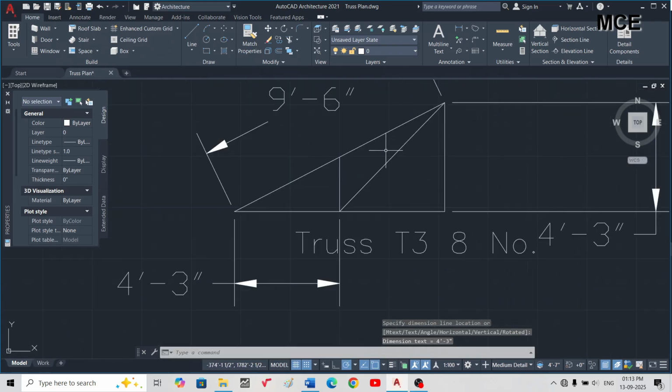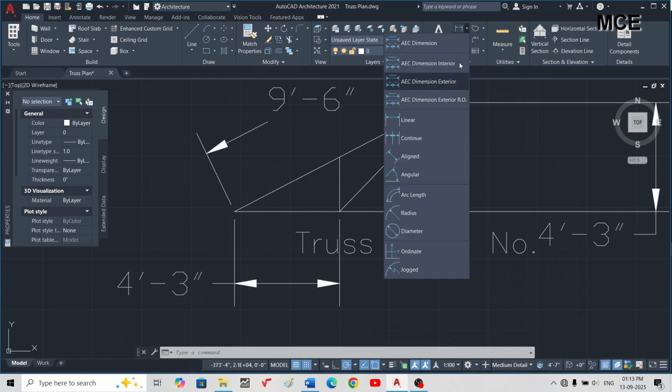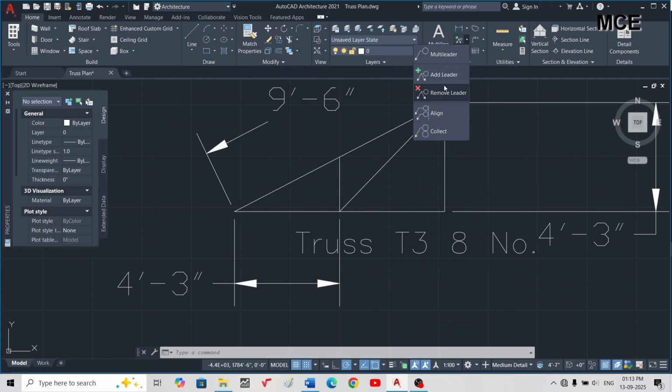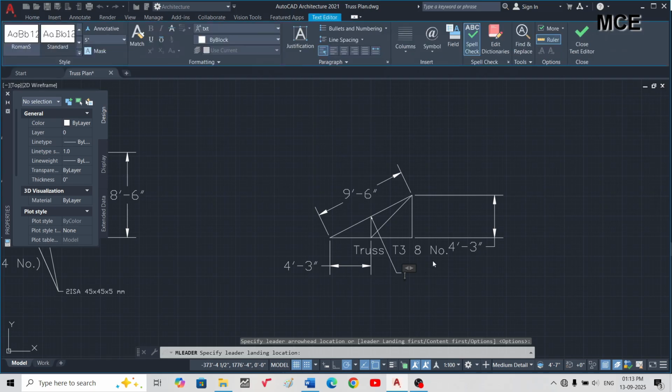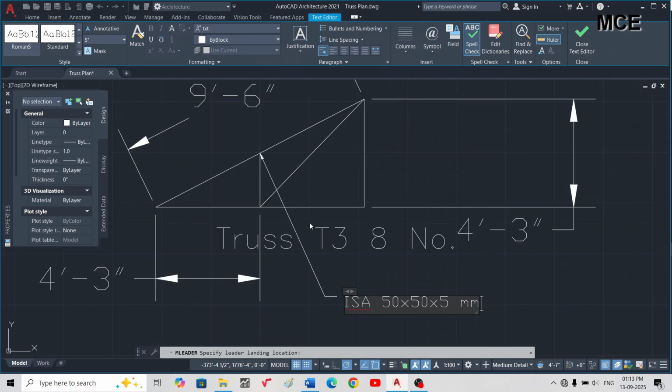Okay, for all the members of the truss T3, I will take single angle section, not double angle section, but I say 50 into 50 into 5 mm. Okay, that is for all the members, that is rafter, king post, bottom chord, and ties. That is 50 into 50 into 5 mm. Okay, because it will carry much less load, I am taking single angle section, but of section 50 into 50 into 5 mm.